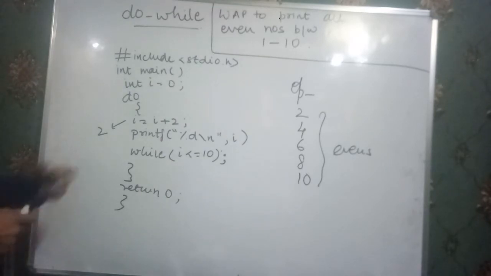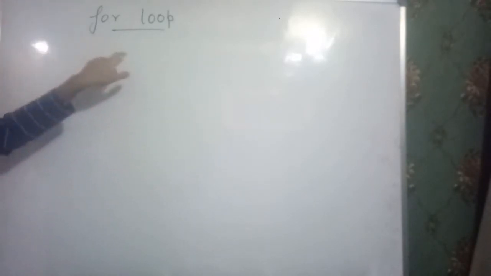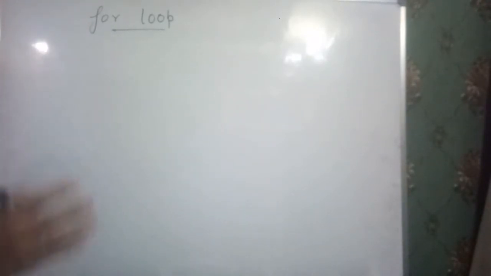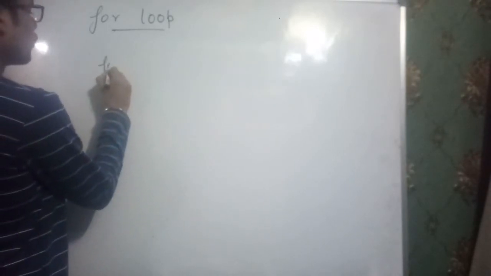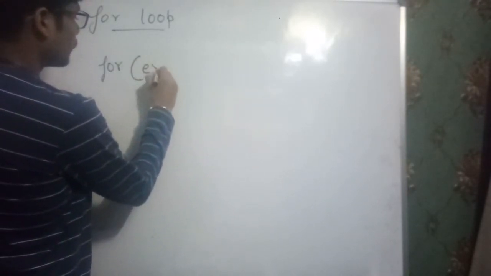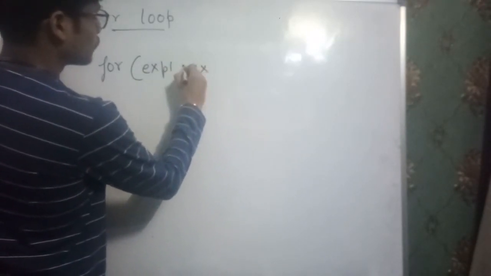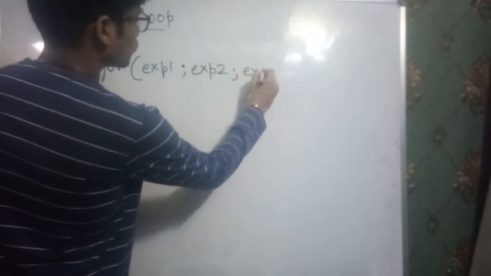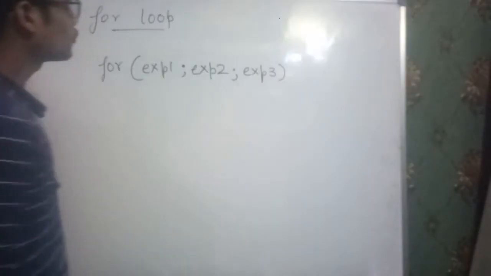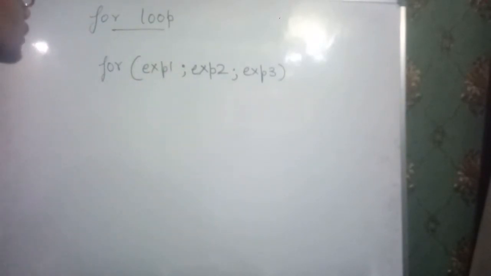So that's all. Now we'll move forward to the for loop. Looping statement, that is the last one, for loop. For loop is a little different from while and do while, but does the same thing, just that the implementation is different. So we have for, and then expression 1; expression 2; expression 3. What are the values that are being held by these expressions?